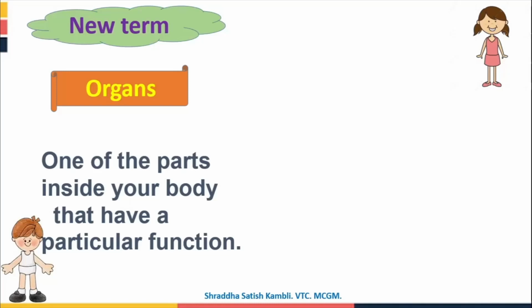So what are organs? One of the parts inside your body that has a particular function is called an organ. It is a part of the body which has a particular duty to do. For example, we use our legs for walking, so legs are an organ. We use our eyes for looking at things, for seeing, so our eyes are an organ.